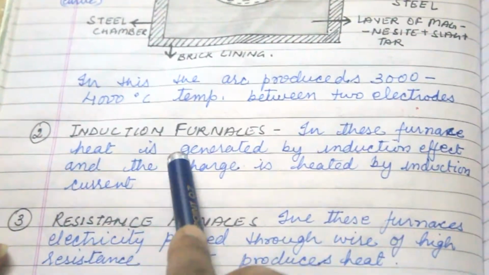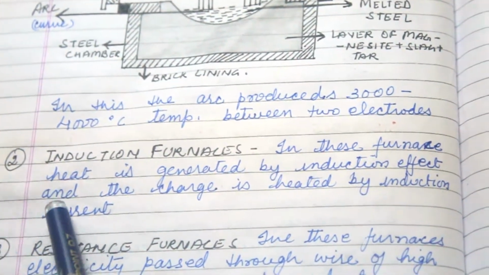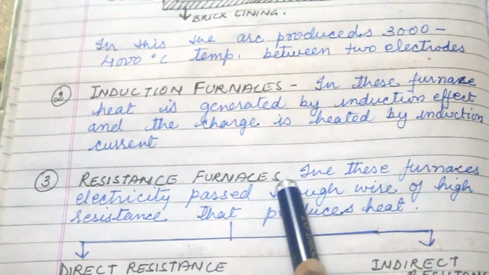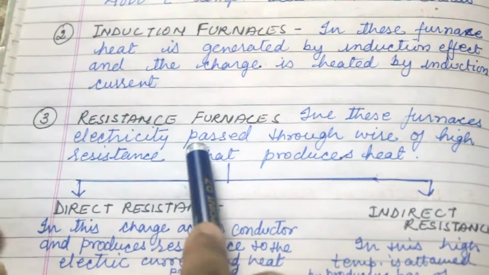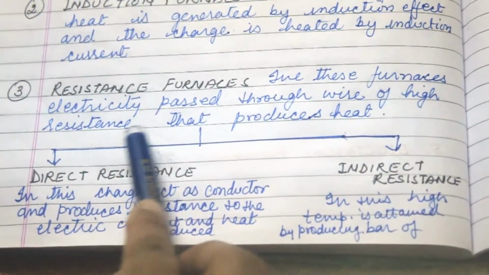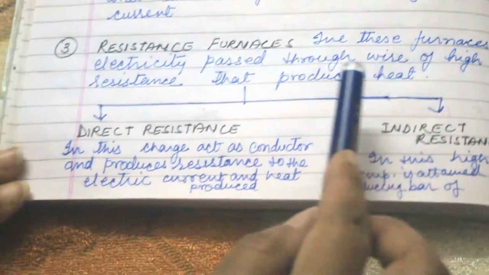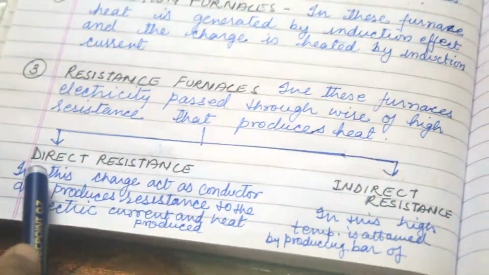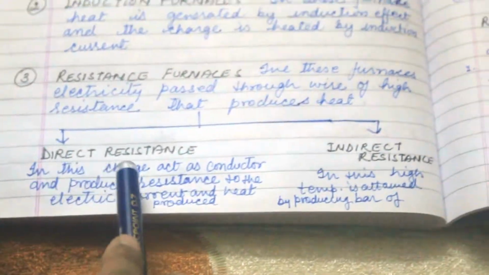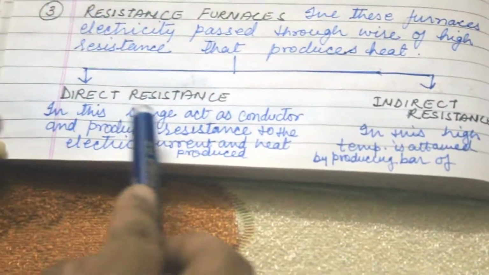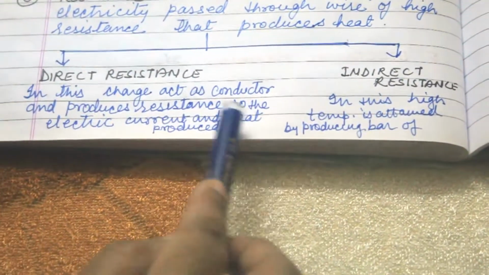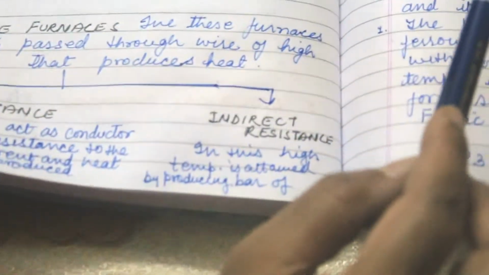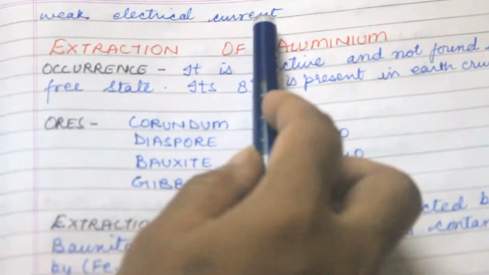In this furnace, heat is generated by the induction effect and the charge is heated by induction current. Third is the resistance furnace. In this furnace, electricity passes through a wire of high resistance that produces heat. It is of two types, direct resistance and indirect resistance. In direct resistance, the charge acts as a conductor and offers resistance to the electric current, and heat is produced. In this, the high temperature is attained by the weak electrode current.